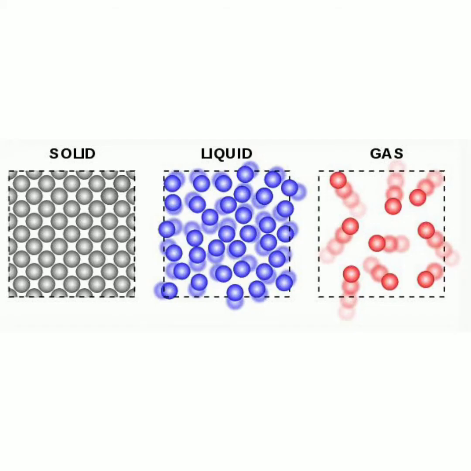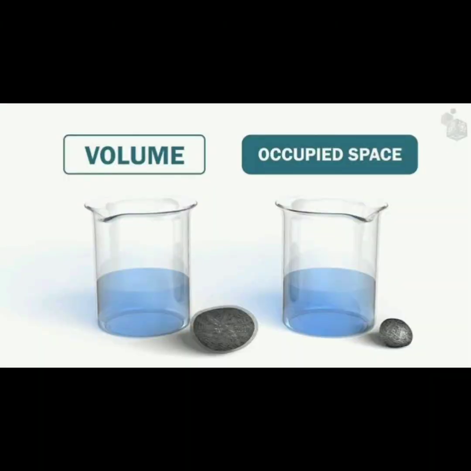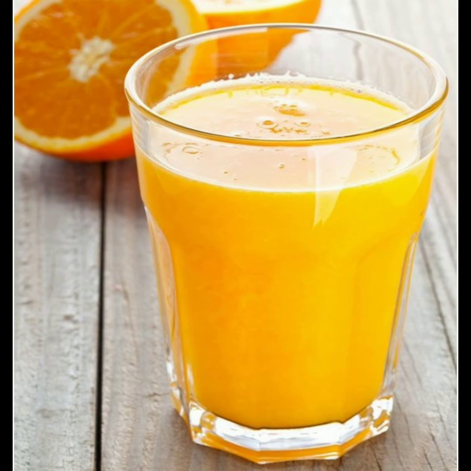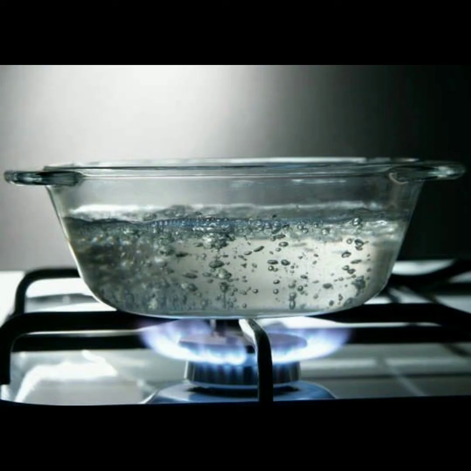They are almost incompressible. In liquid, molecules are close to each other. They have fixed volume but no fixed shape. Liquid flows from higher to lower level. Liquids have their boiling points above room temperature under normal conditions.